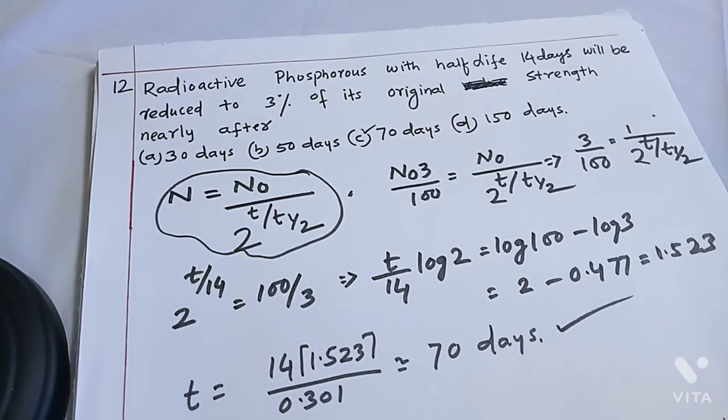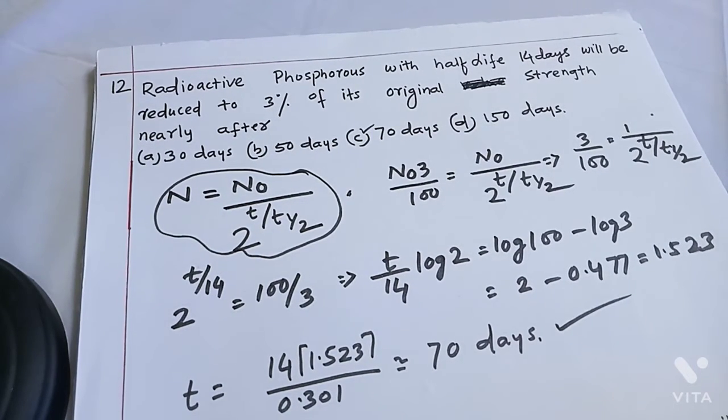First question: radioactive phosphorus with half-life 14 days will be reduced to 3% of its original strength nearly after. Choices are 30 days, 50 days, 70 days, last choice 150 days.